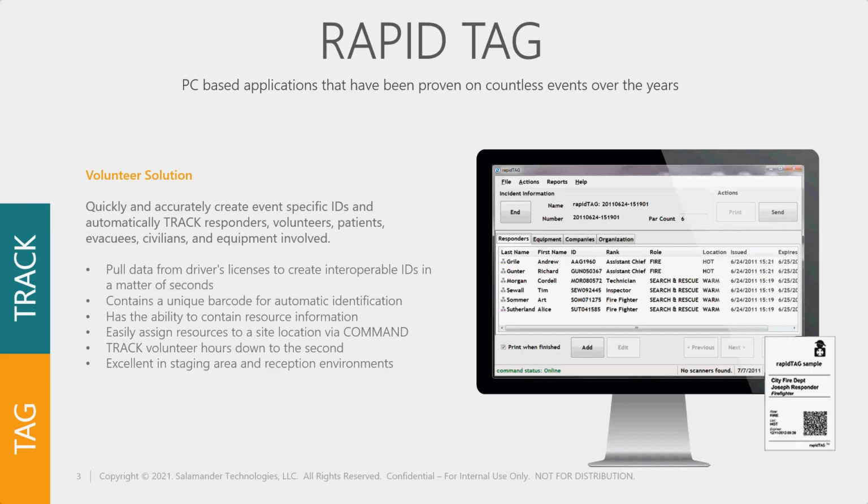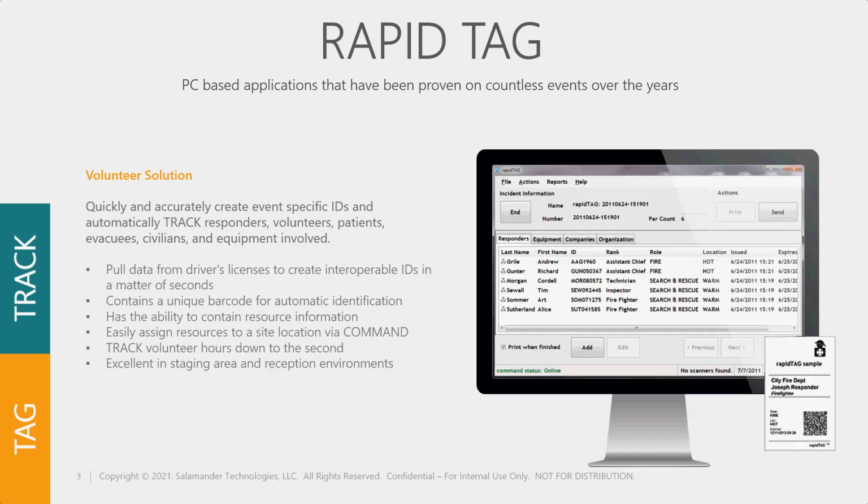So with Rapid Tag, resources can be checked in by scanning their driver's licenses. There's other different types of IDs, which I'll show you on the next screen, that will show you a list of all the different other types of IDs that you can scan into the system. Or of course you can manually enter their information in. And then at the end of that, once you capture the information, you can print them an event-specific credential.